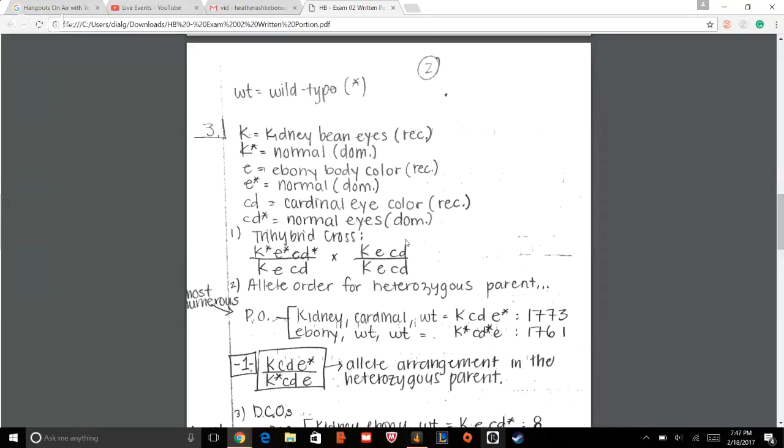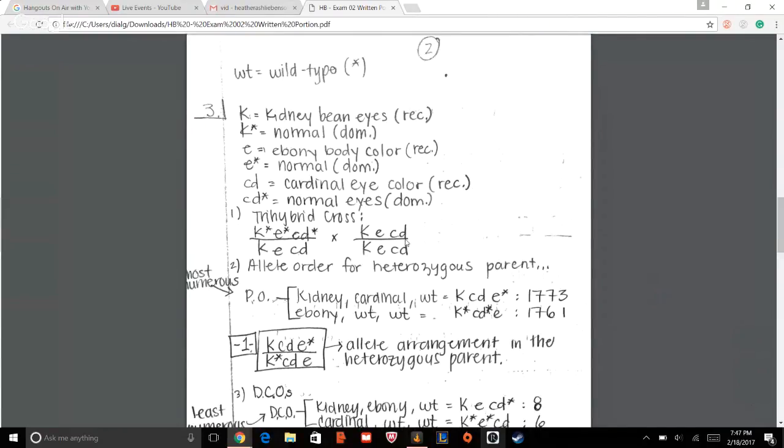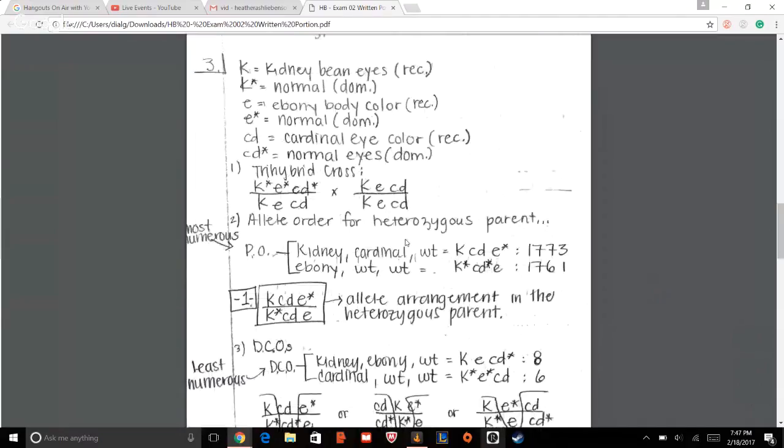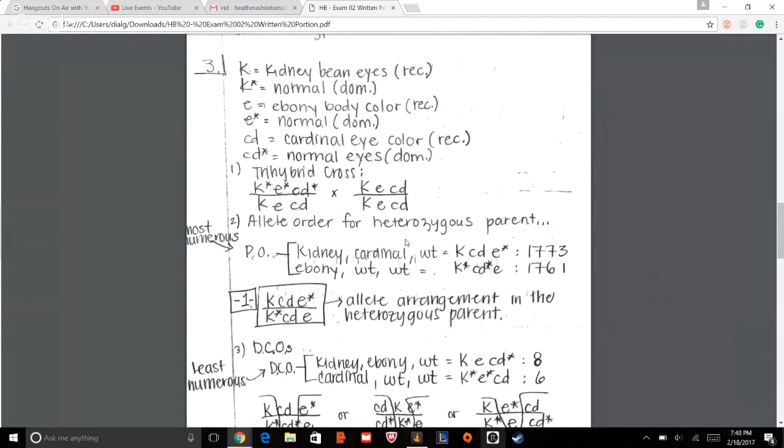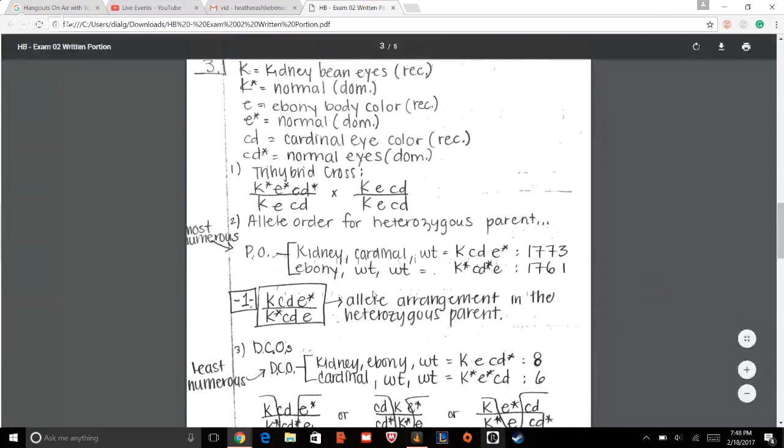So the first thing that we do is we look for the parental offspring in the table that they gave us with values. And what we're looking for is the 2 most numerous genotypes, or excuse me, phenotypes. And so for that, it's kidney, cardinal, wild type. Ebony, wild type, wild type. For that, we have the corresponding genotypes and corresponding frequencies.